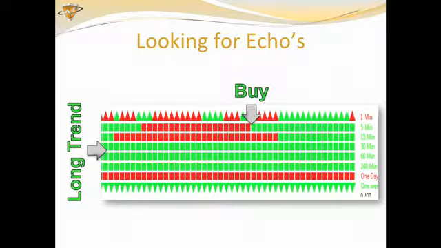So because my long term is green, when it turns from red to green on my 5-minute, that would be a good buy opportunity. Also on my 15-minute, the same thing happened where it went from red to green. This again would be a great buy opportunity.